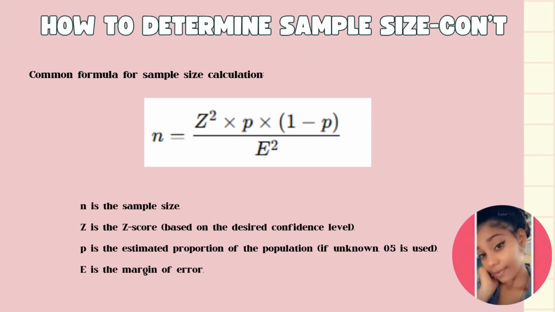Here is a common formula for sample size calculation, where N is the sample size, Z stands for the Z-score, which is based on the desired confidence level, P is for the estimated proportion of the population, and E is the margin of error.